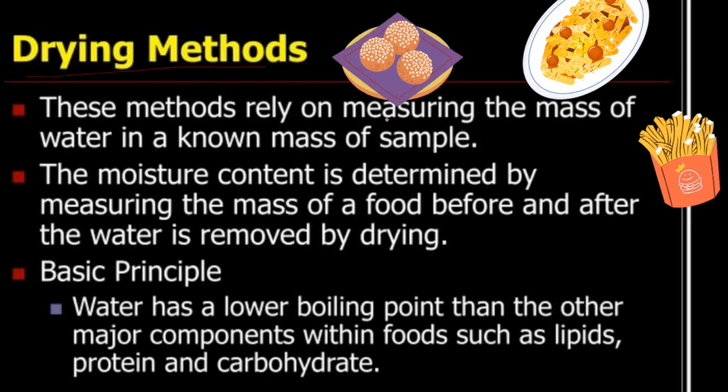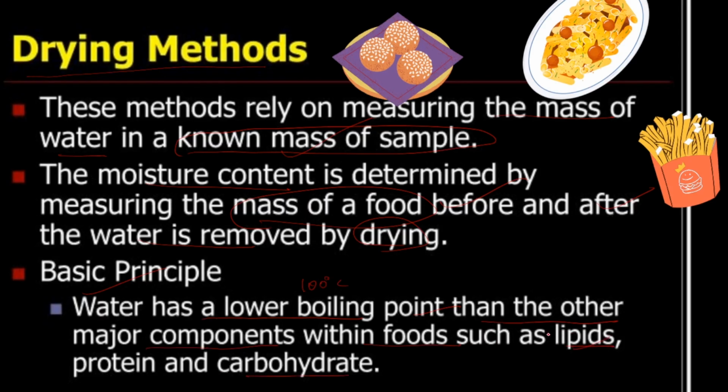These methods rely on measuring the mass of the water in a known mass of the sample. In a known mass of the sample, we need to measure the mass of the water. The moisture content is determined by measuring the mass of the food before and after the water is removed by drying method. Basic principle is water has a lower boiling point. We know that water has a boiling point of 100 degrees centigrade than the other major components within the food, such as lipids, proteins and the carbohydrates.